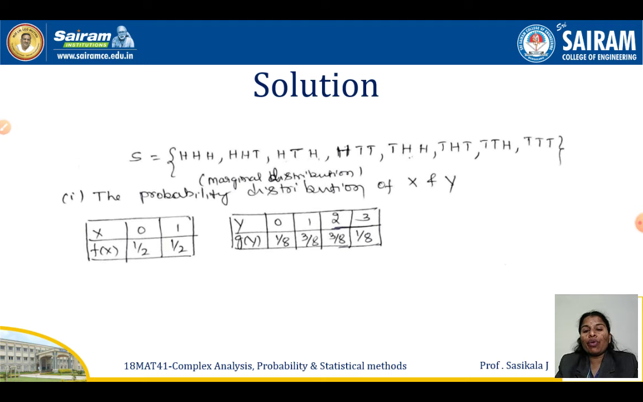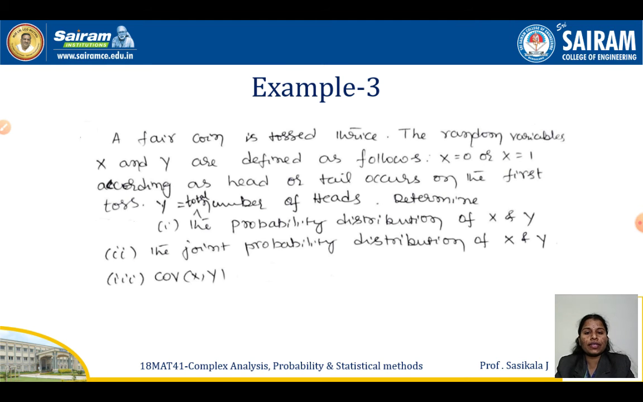Now you can go with the first question. First, I am going to find the probability distribution of x and y, the marginal distributions. X is equal to 0 and 1, only 2 conditions. Either head occurs, it will be 0 in the first attempt, as given in the question. X is equal to 0 and x is equal to 1 according as head or tail. Head means x is equal to 0, tail means x is equal to 1, occurring on the first toss.